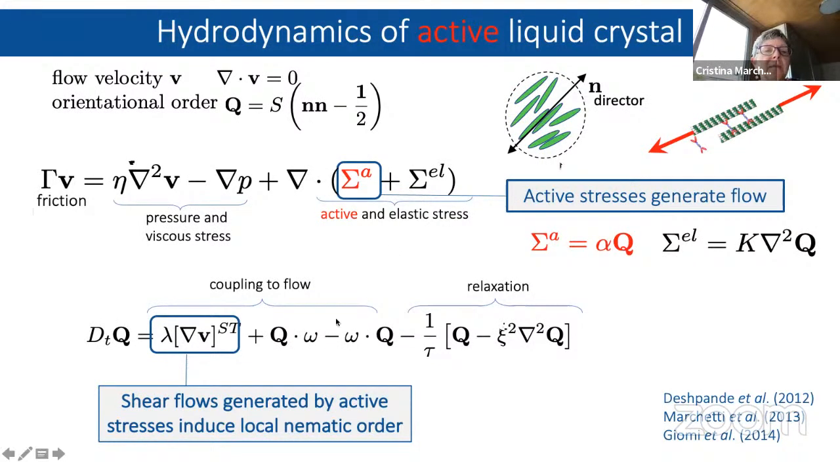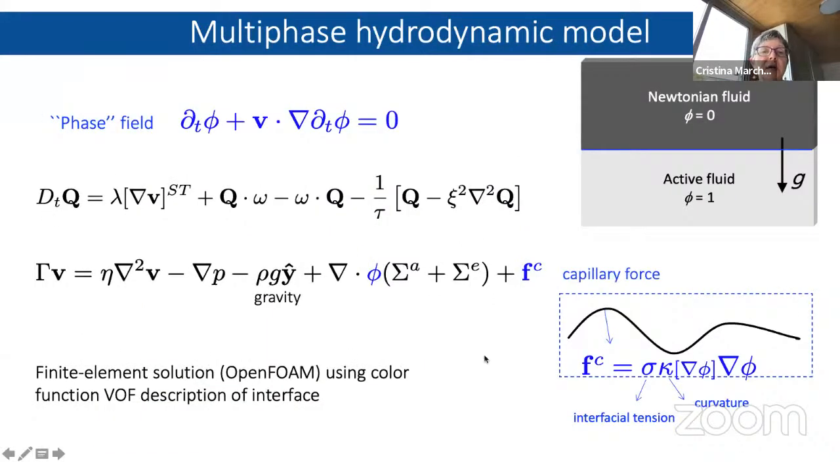And it says the dynamics of the system is controlled by the interplay of flow and alignment, with shear flows generating alignment and active stresses proportional to alignment generating flows. And this has been studied a lot, but what we want to do now is to sort of generalize this to describe an active-passive mixture.